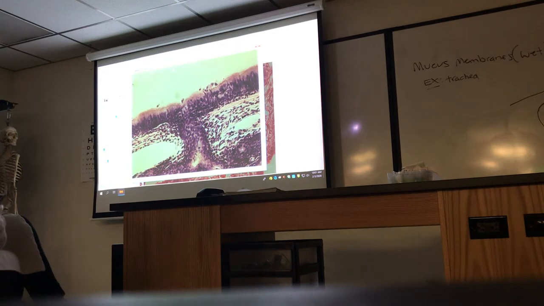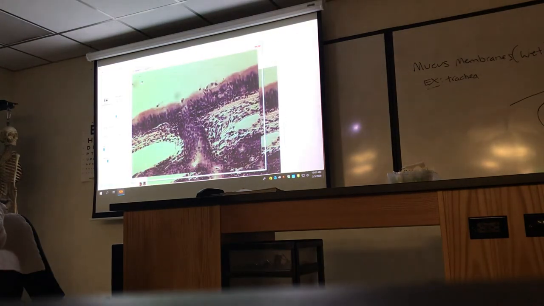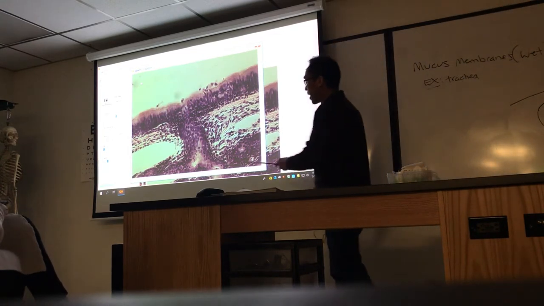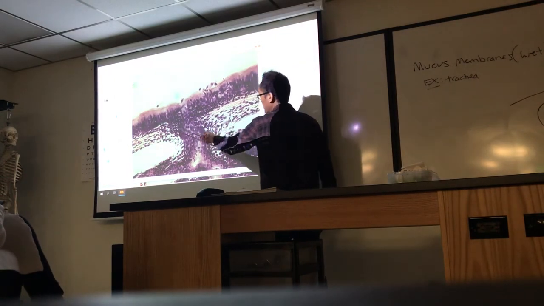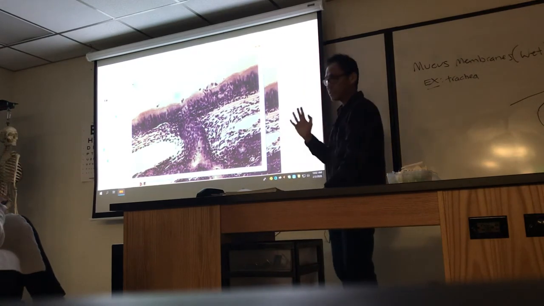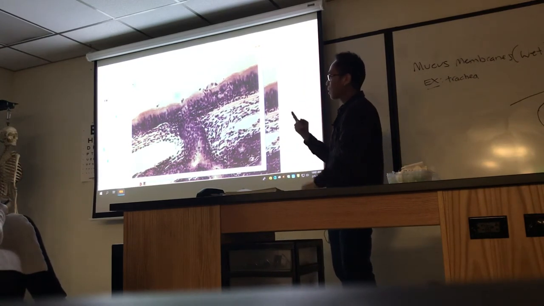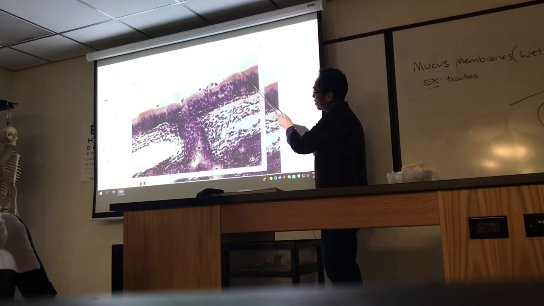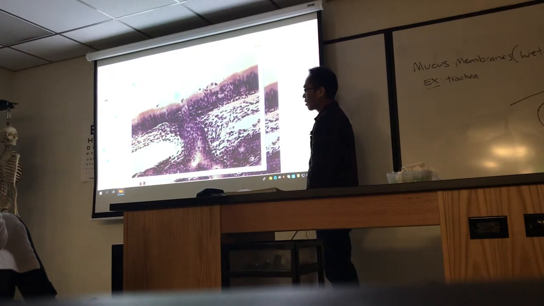That's pretty good. Let me point out what you're looking at. I see a gland going up to the surface, and there's a lot of layers in there, but it's not stratified, it's pseudostratified. This is pseudostratified columnar epithelial tissue from there to there. You see all that hairy stuff up there? Ciliated. So call it ciliated pseudostratified columnar epithelial tissue.